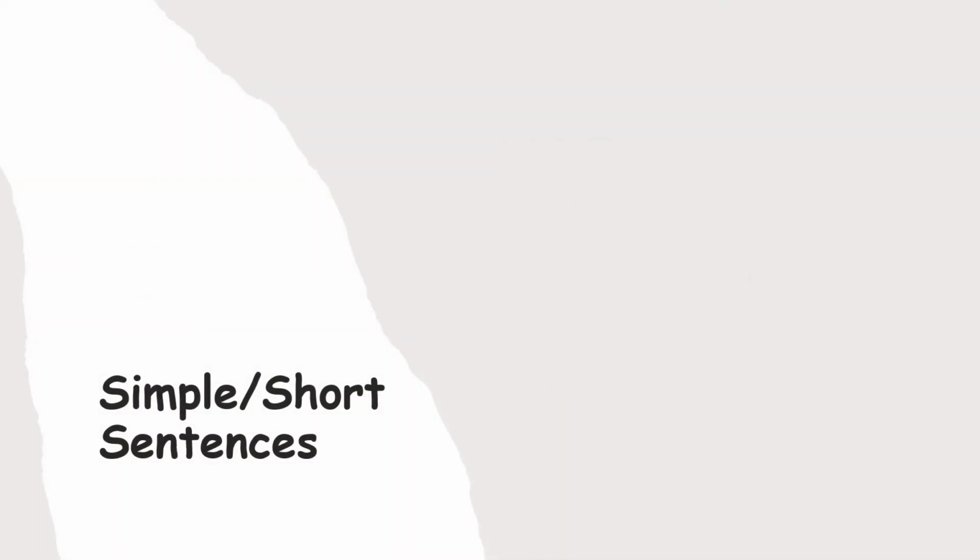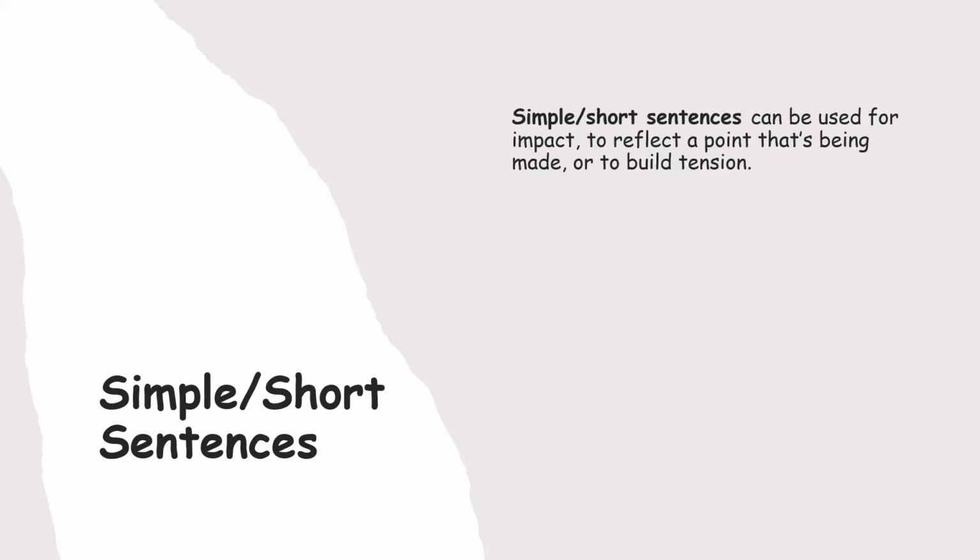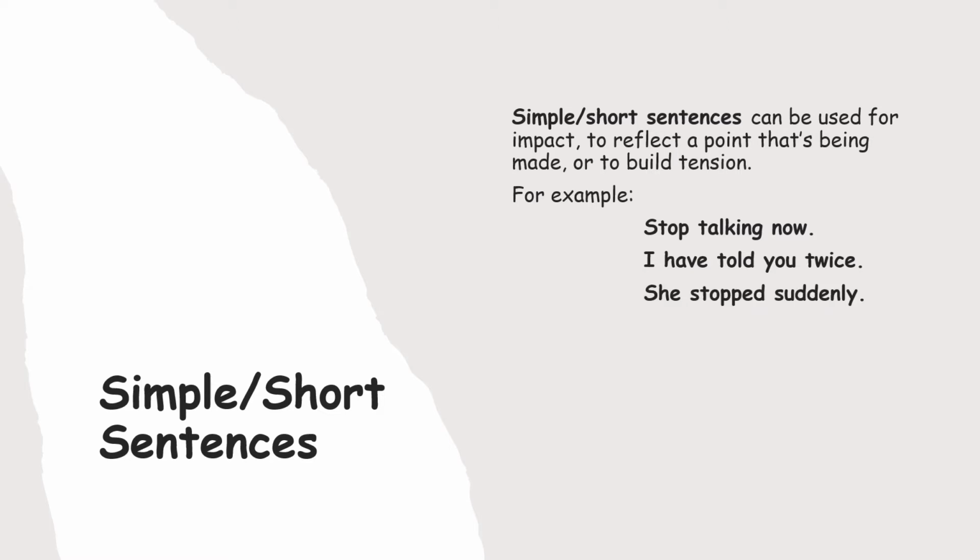Simple or short sentences. A simple sentence can be used for impact, to reflect a point that's being made, or to build tension. For example, stop talking now. I have told you twice. She stopped suddenly.